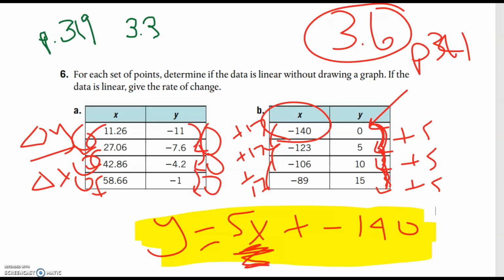All right, let's go ahead and pause and turn to page 341, section 3.6, and we'll pick up there. Go ahead and try to do the explore. So number 1, A through D, and then go to that page, pause the video here, try it on your own, and then we'll go through it together.